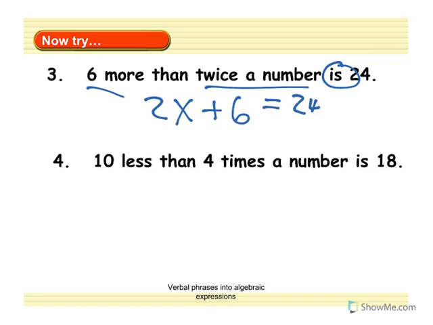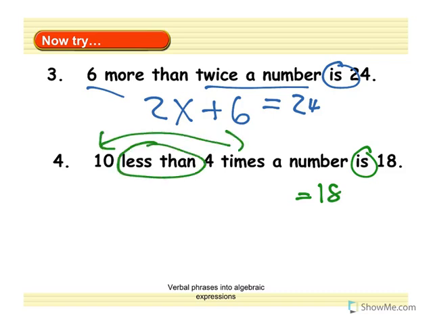For the next one, 10 less than 4 times a number is 18. And again, we see "less than a number," so we know we're going to switch the order of these terms. So we have 10 less than 4 times a number, right? So 4 times a number is 4x. 10 less than that means we subtract 10. So 4x minus 10 is equal to 18.